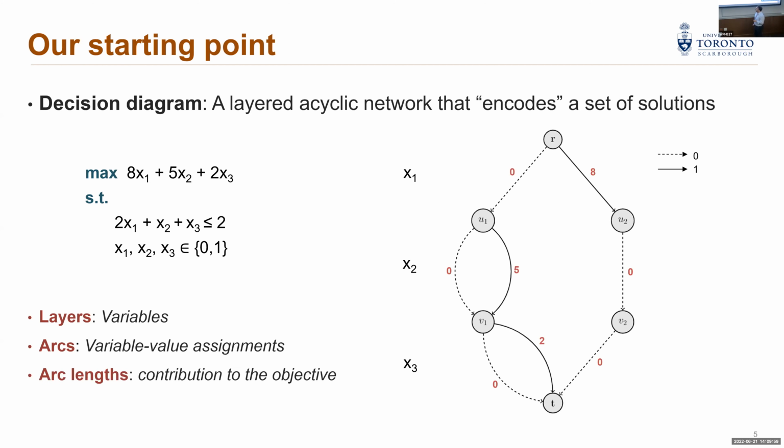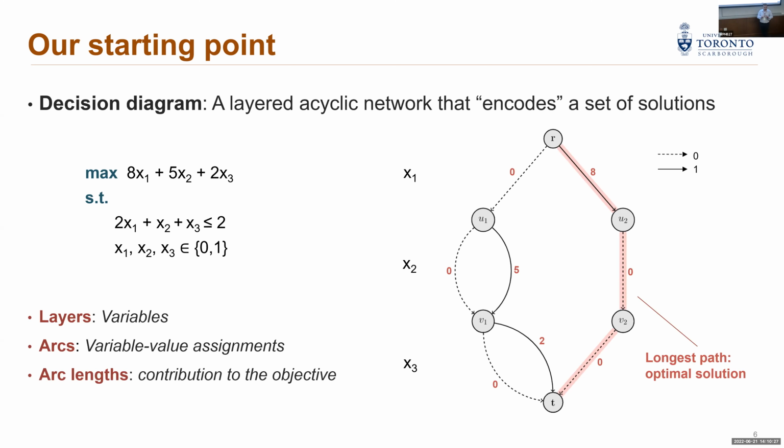All right. And another important thing is that we can also associate arc lengths with the value of those solutions. In this particular case, we have a linear function. So linear function is easy, right? So if you pick a solid arc here, arc 1, if you fix the variable x1 to 1, you're going to have a contribution of 8. So you can just associate a weight of 8. If you have a nonlinear function, it's going to be a little bit more complicated, but you can do it. And in this particular case, the longest path is going to be associated with the optimal solution of your problem.